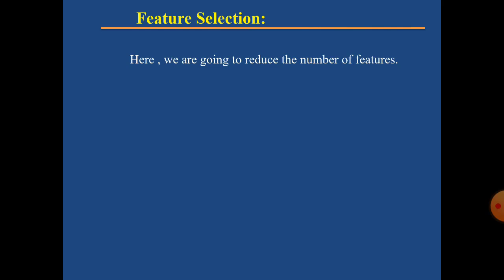So here feature selection means in the data set we will have n number of features. Suppose we have 20 features in our data set. Out of those 20 features, suppose only 15 features are going to affect the outcome, the remaining 5 features are of no use.